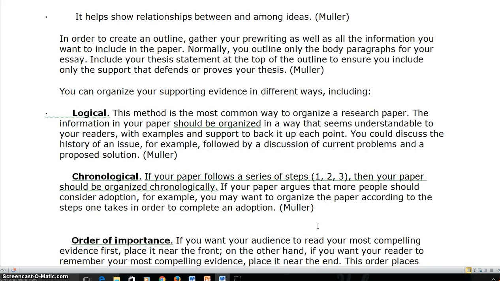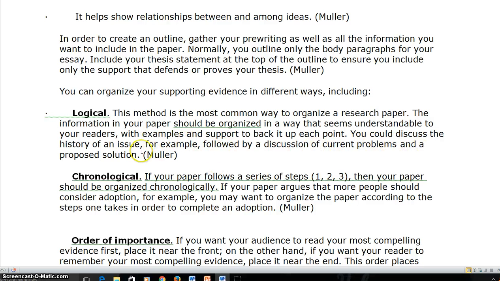There are many different kinds of outlines. You can create a logical outline. This method is the most common way to organize a research paper. The information in your paper should be organized in a way that seems understandable to your readers, with examples and support to back up each point.